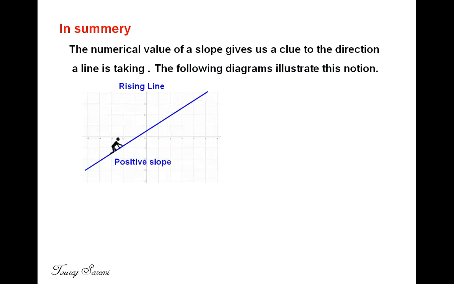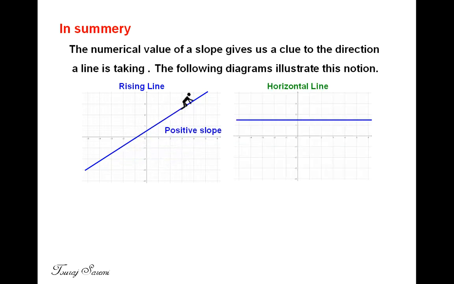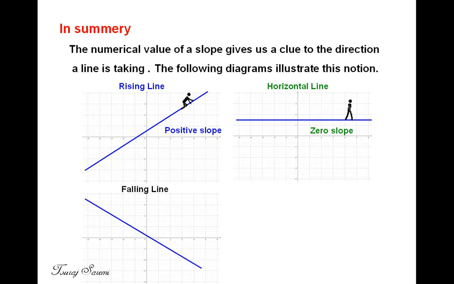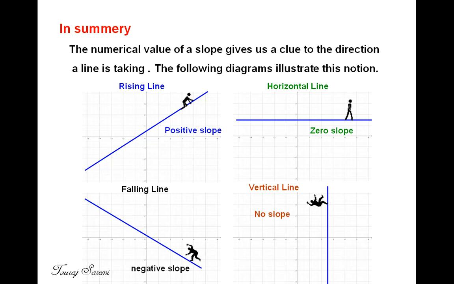Rising line, positive slope. Horizontal line, zero slope. Falling line, negative slope. Vertical line, no slope.